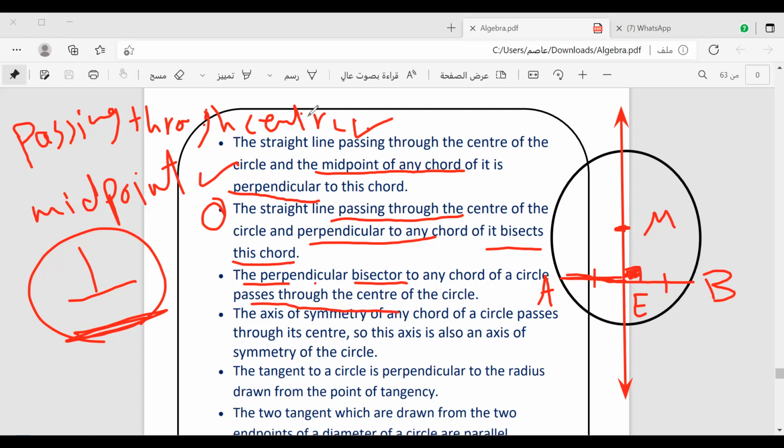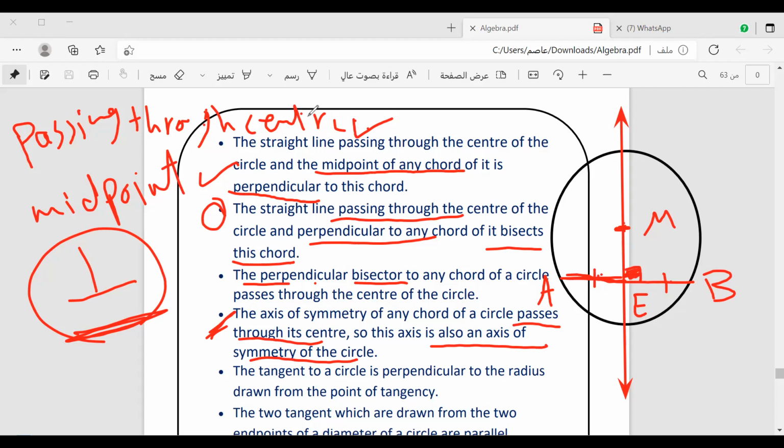It passes through what? Through the center. What is the next piece of information? It says the axis of symmetry of any chord. The chord is a line segment, and the axis of symmetry of a line segment is the perpendicular bisector of that line segment, which passes through its center. So this axis is also an axis of symmetry of the circle. If it is the perpendicular bisector, as you can see, it will pass through the center.